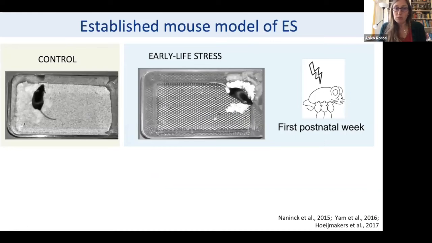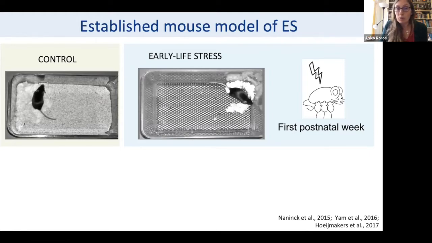So the mouse model that we use in the lab is a very well-established mouse model of chronic early life adversity during the postnatal phase. So mice are exposed during the first postnatal week to an impoverished environment. What you can see here in this schematic is that indeed these mice are placed on a mesh and they receive no bedding material and just a reduced amount of nesting material. And this is distressing the mothers. It leads to a fragmentation in her care, and therefore also stress in the pups.